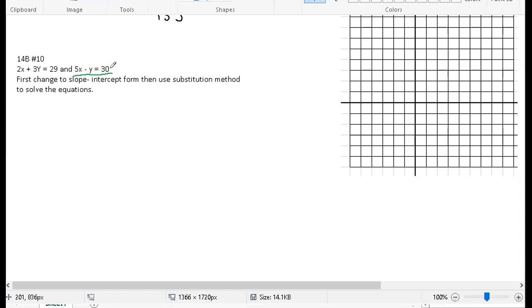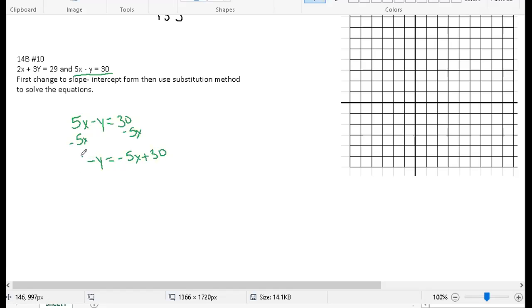So this one right here, 5x minus y equals 30. So to change that, we need the y all by itself. So we're going to subtract 5x on both sides. We'll have negative y equals negative 5x plus 30. Now remember that the y has to be all by itself and positive.